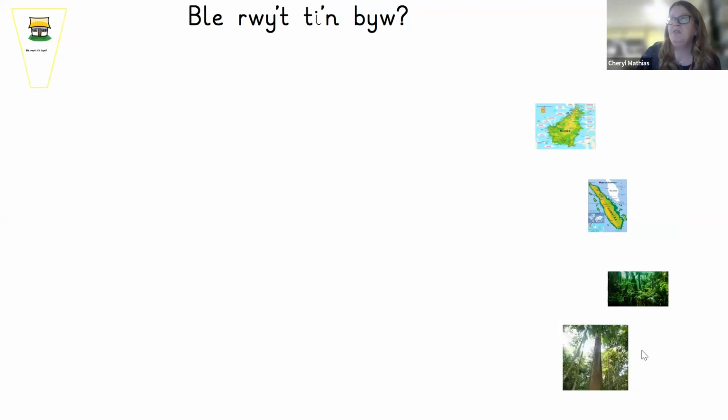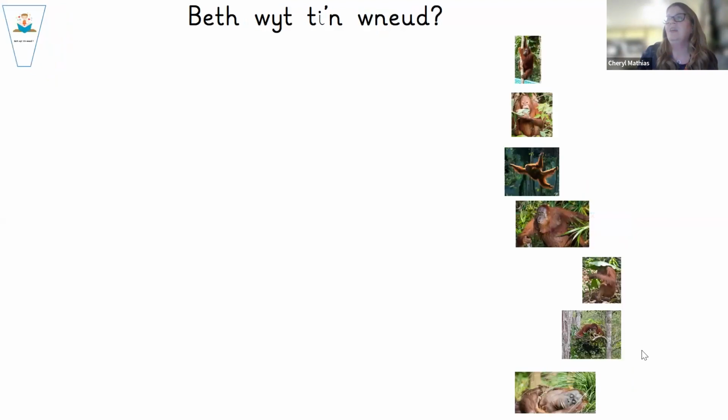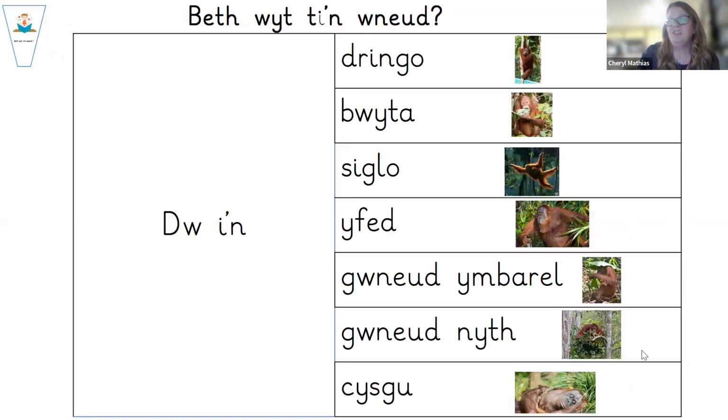Ble wyt ti'n byw? So those were the different kinds of answers they could give to describe where the orangutans live. Beth wyt ti'n wneud? So that was different actions after researching in English. And again, all this is after they've done things in English. They're securing the English facts, and then we look at the Welsh vocab, practice the vocab, and then use it in the sentence patterns.